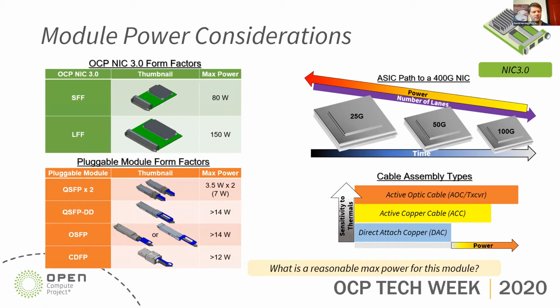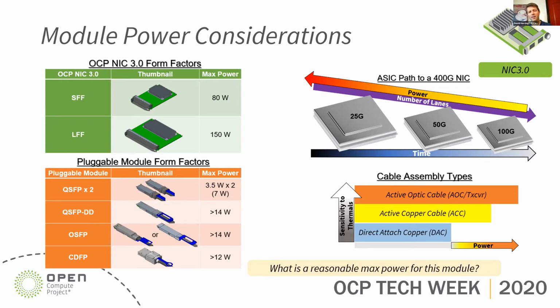And as we look at the form factors themselves, we have to ask ourselves about the power considerations. The small form factor NIC today can go up to 80 watts of power, and the large form factor is scalable up to 150 watts of power. When we look at the pluggable module form factors, QSFP power levels are roughly up to 3.5 watts. And if we're requiring 2 of those, that could potentially be 7 watts inside of the module. The QSFP double density, we could be looking at above 14 watts as well for OSFP. And then CDFP having a power envelope ceiling of about 12 watts.